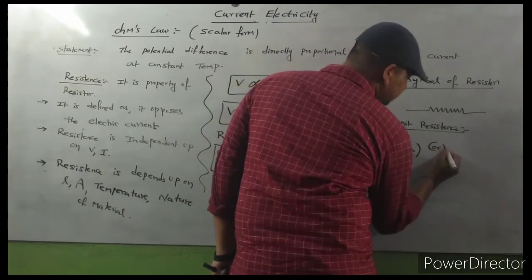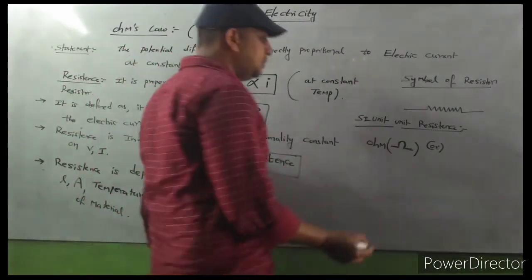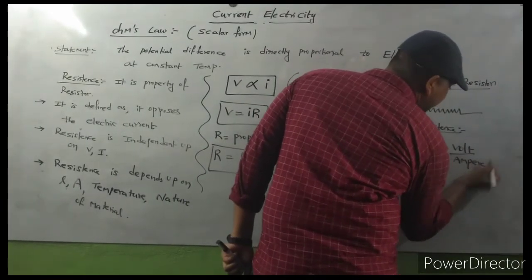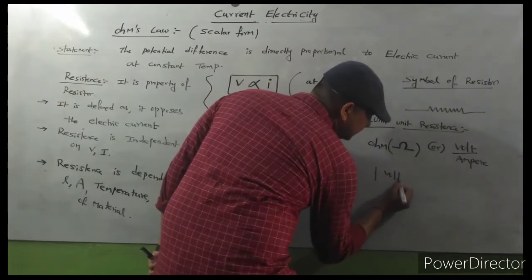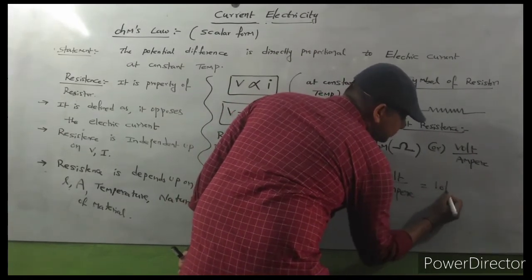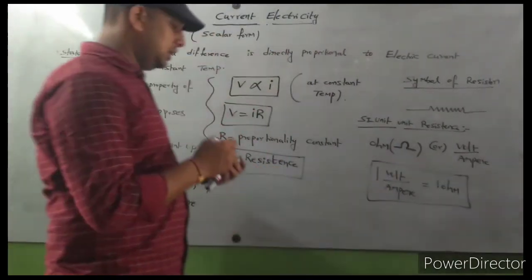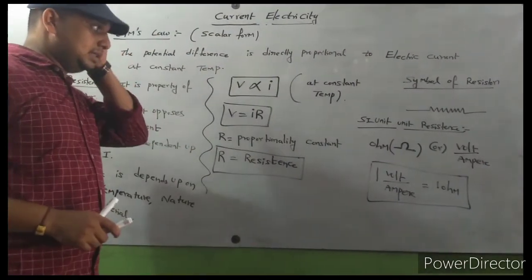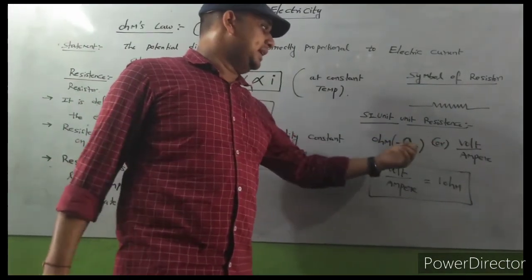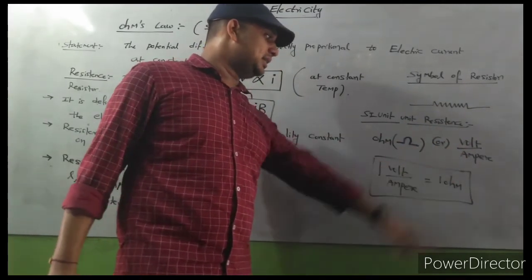For R, this resistance R is equal to V by I. This can also be written as volt per ampere. So 1 volt per 1 ampere is equal to 1 ohm. Volt per ampere is nothing but resistance. So the SI unit of resistance is ohm, indicated with this symbol, ohm, or volt per ampere.